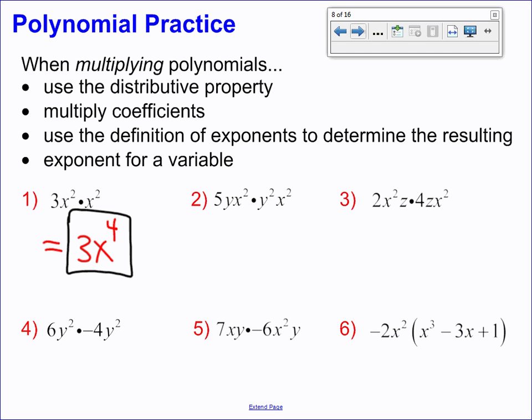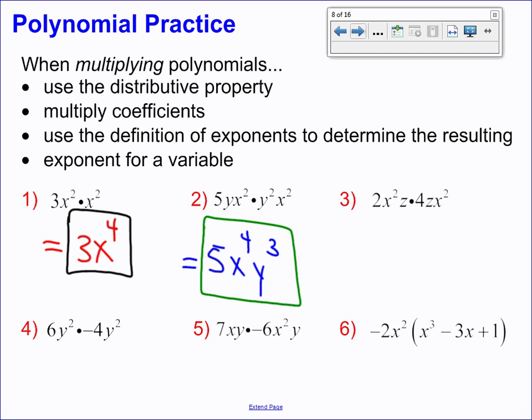5yx squared times y squared x squared looks like we get 5 times, and then x squared times x squared is x to the 4th, and y times y squared is y to the 3rd. And so we're adding exponents when we multiply together powers with like bases. I'm going to go ahead and scooch that down so we can box that.